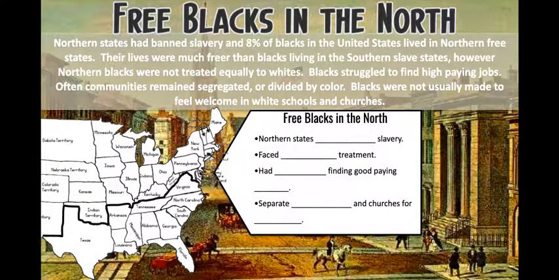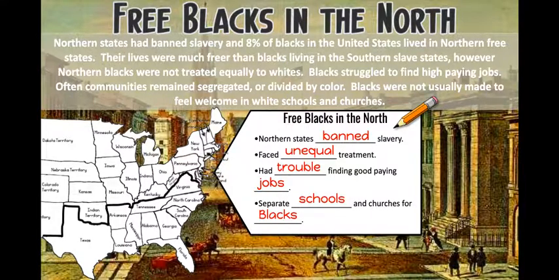So, free blacks in the North. Northern states banned slavery, which was a good thing, but they still faced unequal treatment. They had trouble finding good paying jobs, and they had separate schools and churches for black people.